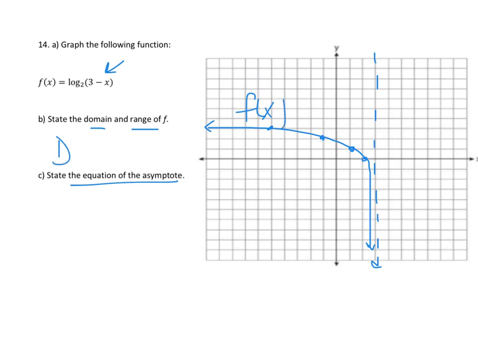Okay, the domain. The domain is all about that asymptote. You have to make sure you realize that the domain only exists from there on. So x is less than 3. The range is always going to be all reals because it goes all the way down and all the way up. And the asymptote is x equals 3.